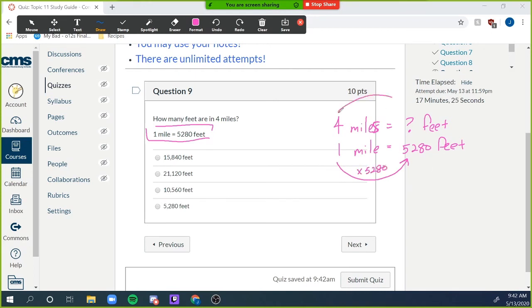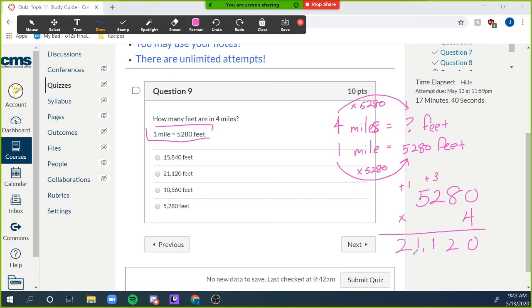So we're going to do that up here as well. We're going to do times 5,280. So 5,280 times 4 is going to be 0, 32, plus 3 up there, 11 plus 1, 20, 21. So we have 21,120 feet.